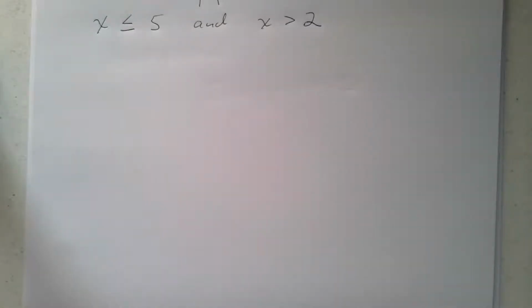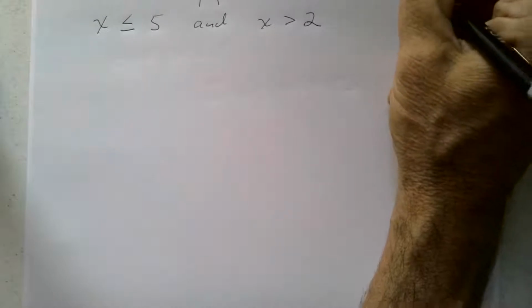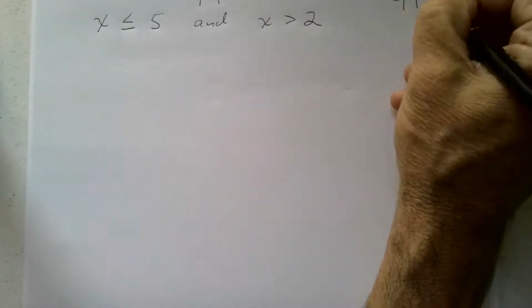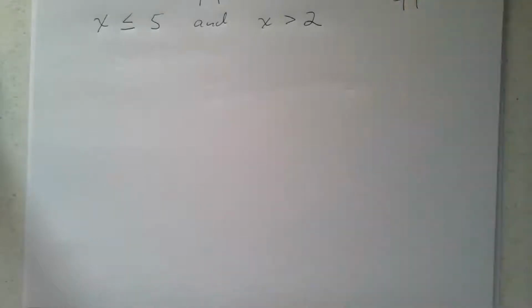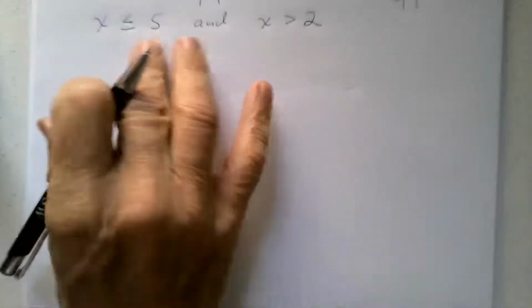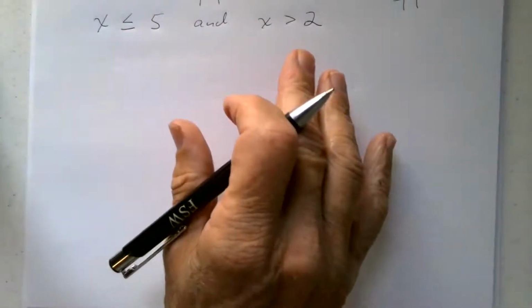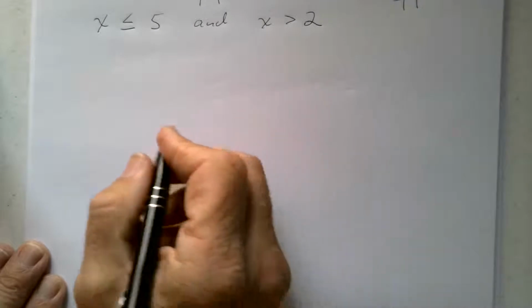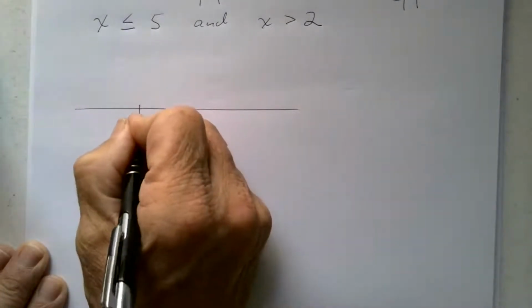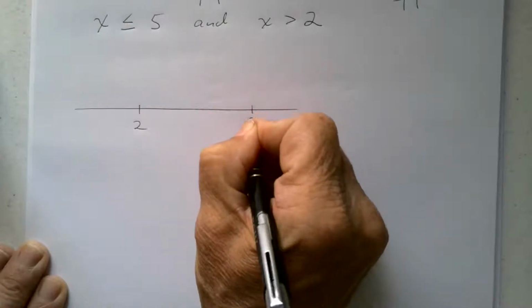In the case of an intersection of two streets, you've got to be on both streets at the same time, as we see the intersection of two roads. So this is going to be a solution where both things are true simultaneously: x is less than or equal to 5 and x is greater than 2. So let's make sure our order is good. 2 is here. 5 is here.